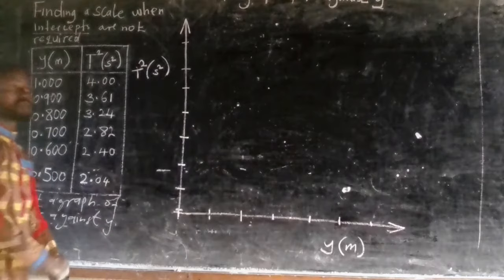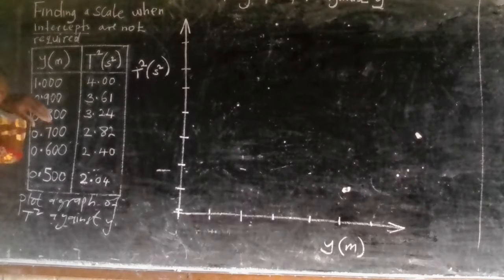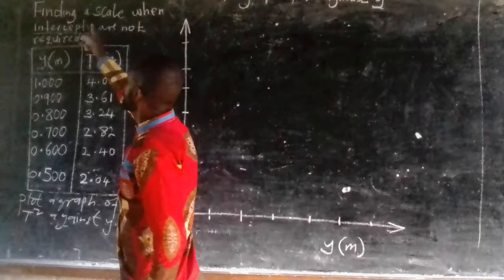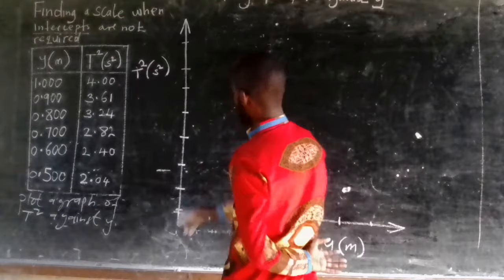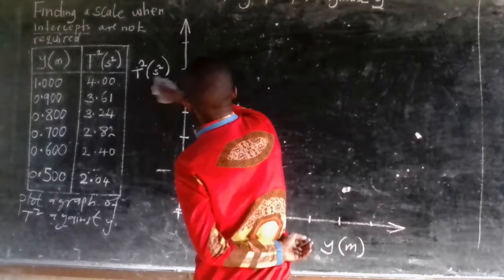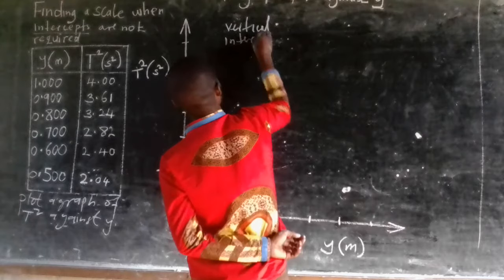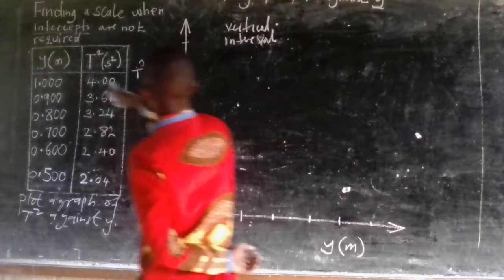So that is finding the scale. So how do we do it? This is how we do it, as long as you are dealing with a question having no intercepts in it. So let me show you how we budget for this paper of ours, or for these axes. Like for vertical axis, this one here, vertical interval, I want to know each gap is represented by which value of seconds squared.